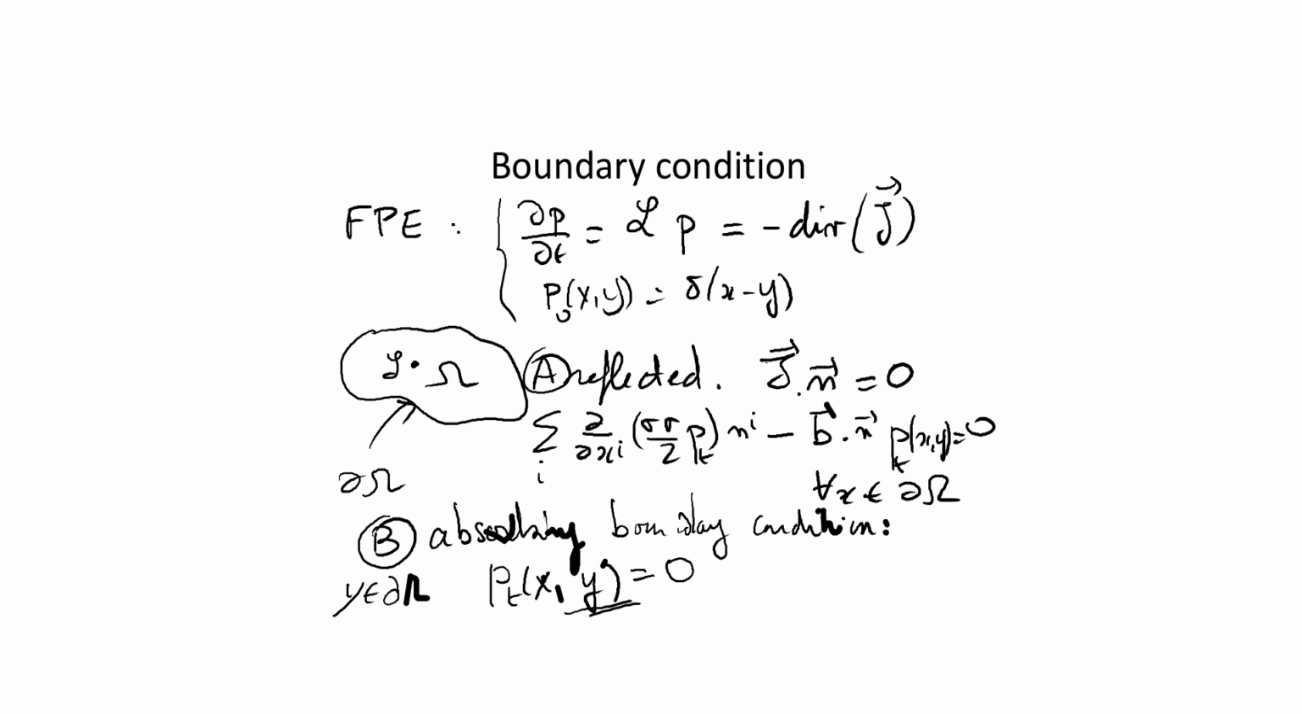Alright, so we have seen today the derivation of this Fokker-Planck equation, and we discussed here two types of boundary condition, either the reflecting one or the absorbing one. So there are two. Alright, so I'll see you for the next class.